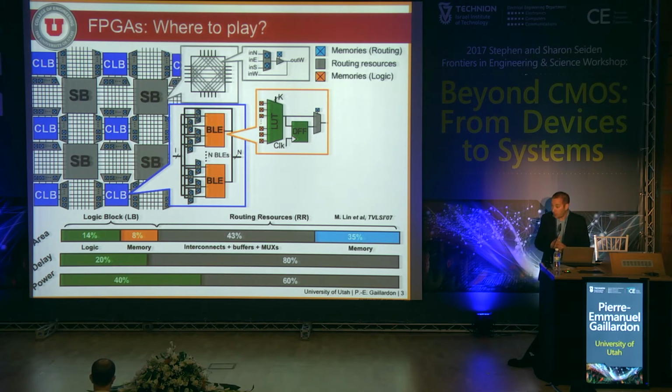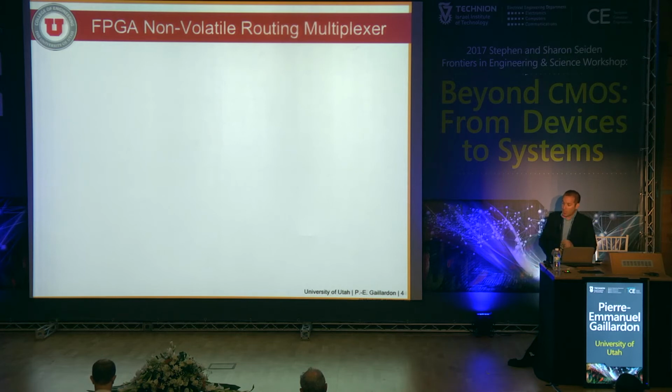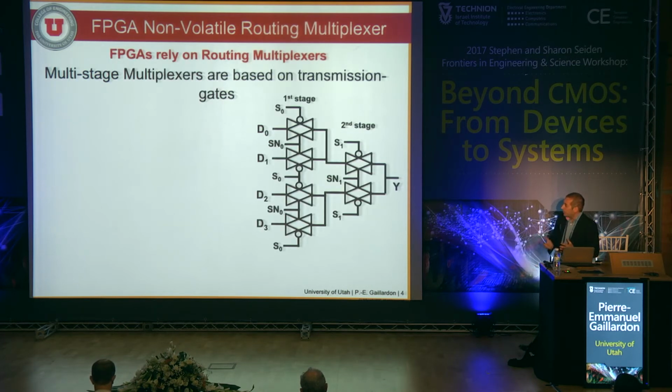So by essence, FPGAs, even though they're extremely useful for many applications, are very inefficient architectures. You do pay a lot of price for the programmability and reconfigurability. So our goal is to improve all these different metrics, area, delay, and power, and we'll do that by playing on the routing costs. Our goal is to improve the current bottleneck of FPGAs, which is routing, and in particular, the routing multiplexers.